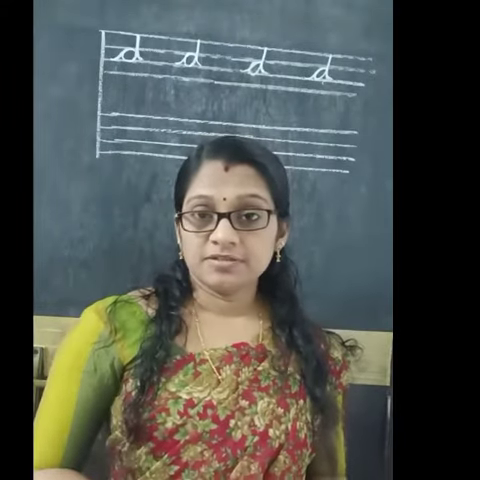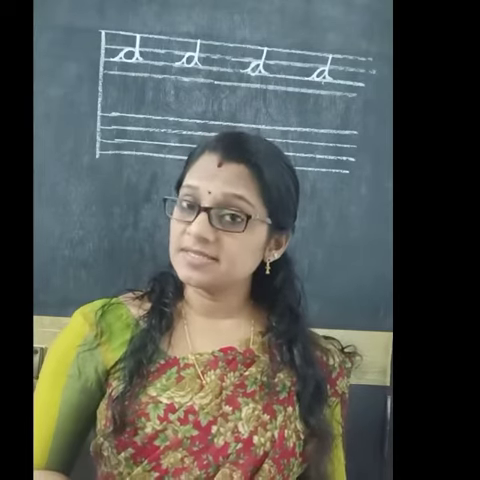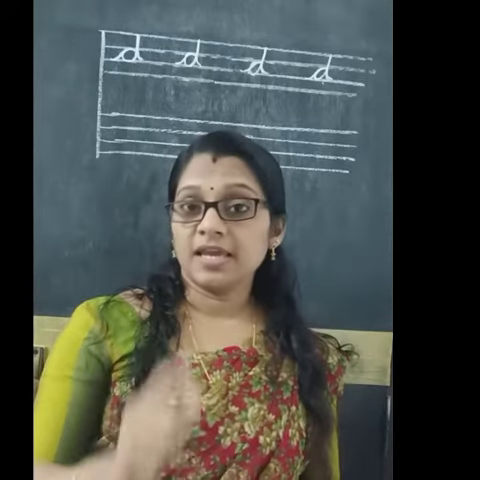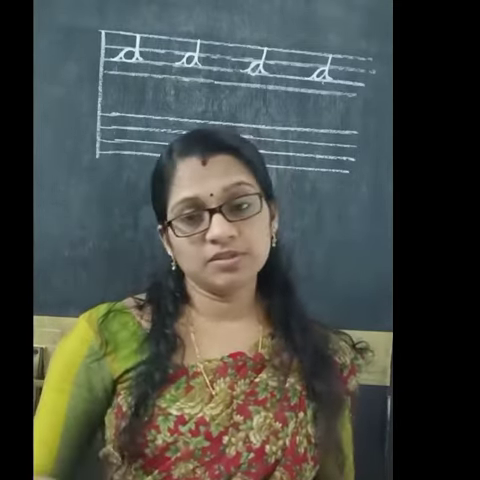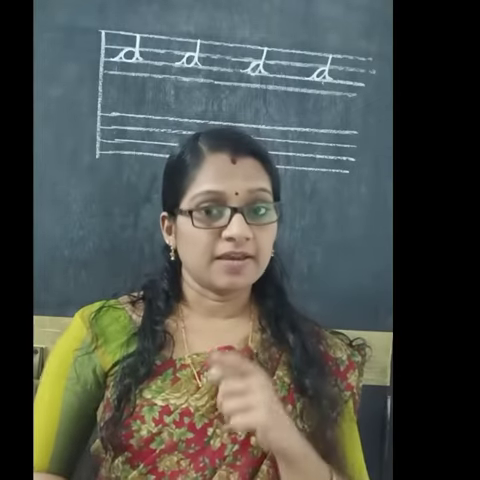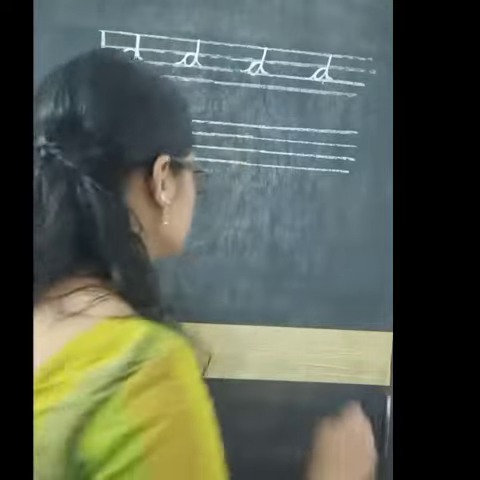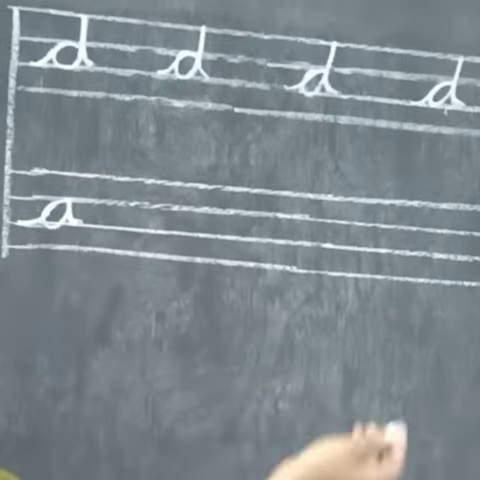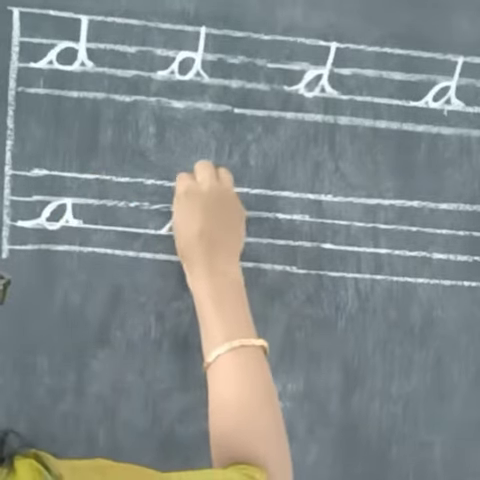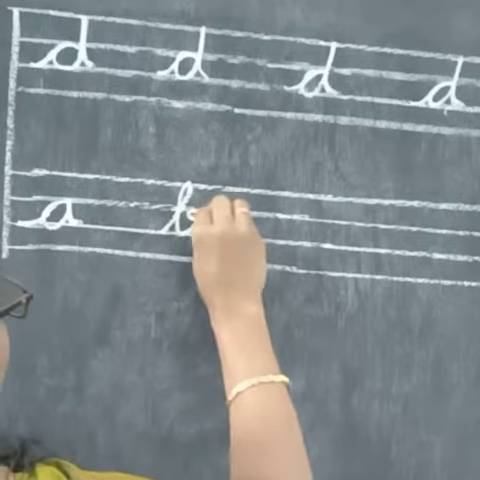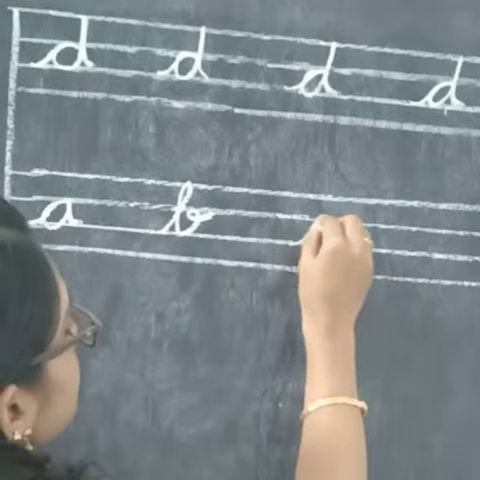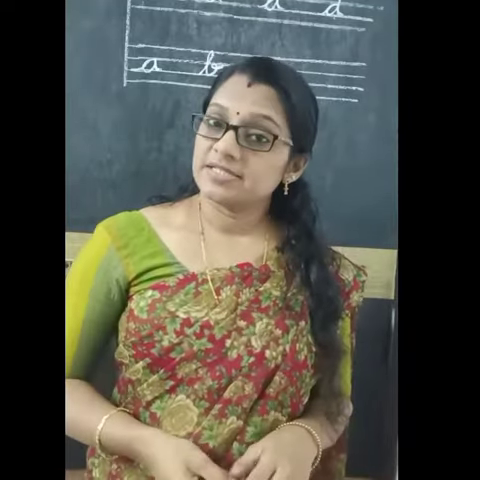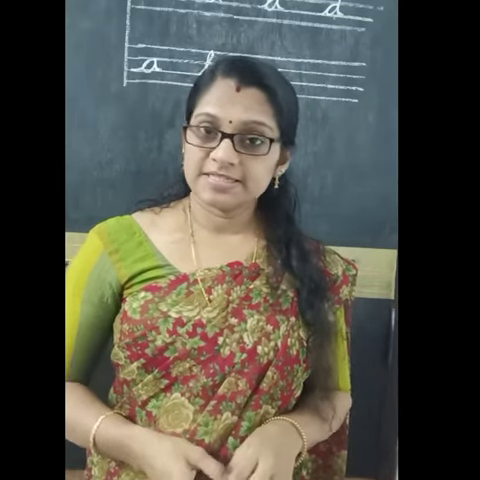Okay. Children, do you remember how can write small letter A, B and C? Cursive letter A, B, C. Engane ezhudhu ennu ariyo? Ormayundo? Okay, I will repeat it. Okay, all of you look at the board. A. B. C. Okay, children. All of you write it in your cursive writing book and send it to me.